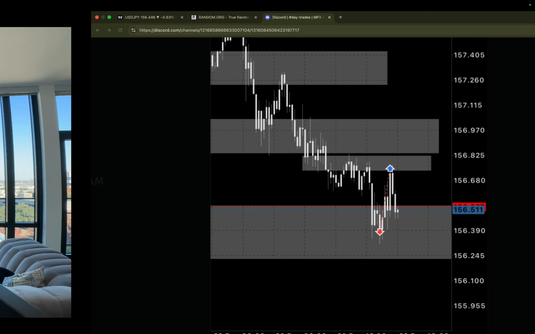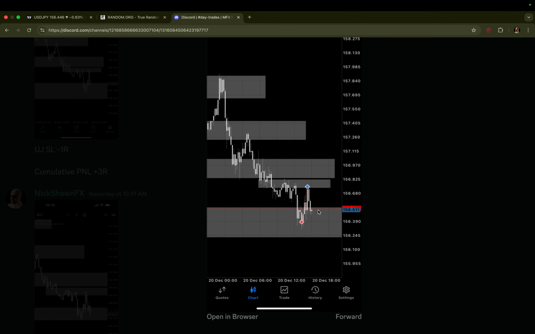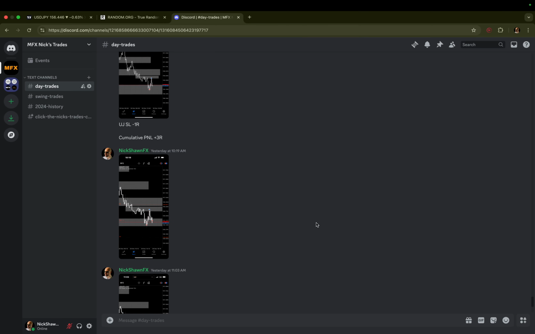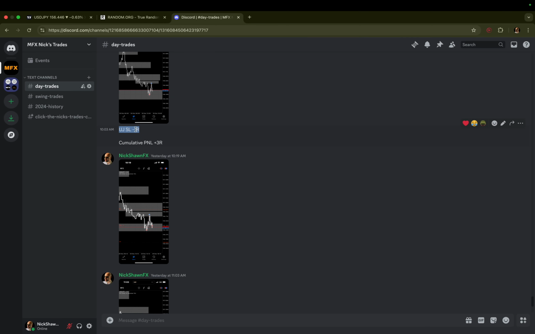I actually didn't even know it stopped out till I went and looked at the chart again when it was right here. And then when I found it was right there, I was like, oh, shoot, like this still looks like it's going to go and work. So after the stop out, I put USDJPY stop loss minus 1R, cumulative P&L plus 3R.